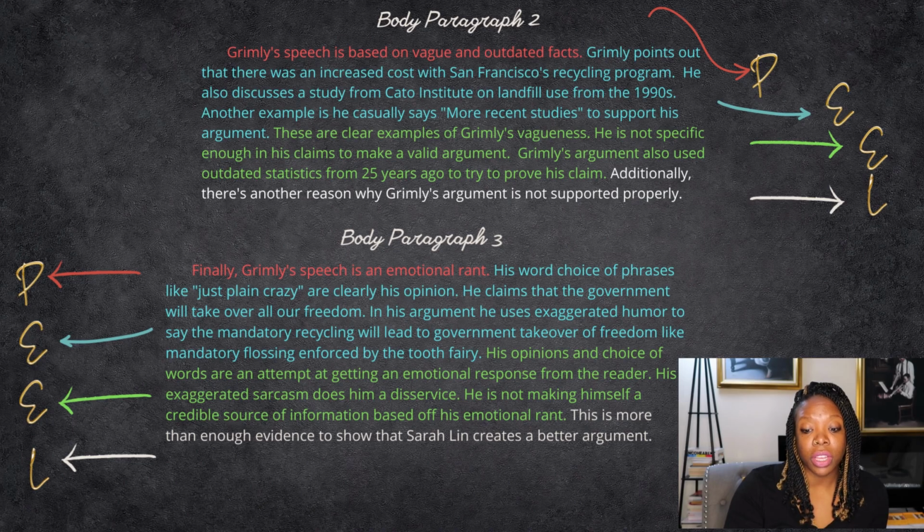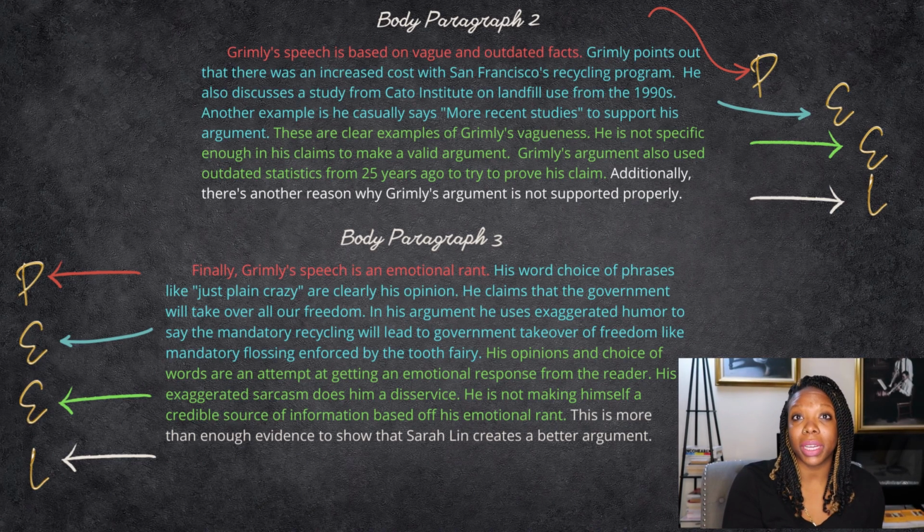Additionally, there's another reason why Grimley's argument is not supported properly. Body paragraph 3. Finally, Grimley's speech is an emotional rant. His word choice of phrases like just plain crazy are clearly his opinion. He claims that the government will take all of our freedom. In his argument, he uses exaggerated humor to say that mandatory recycling will lead to the government takeover of freedom, like mandatory flossing enforced by the tooth fairy.